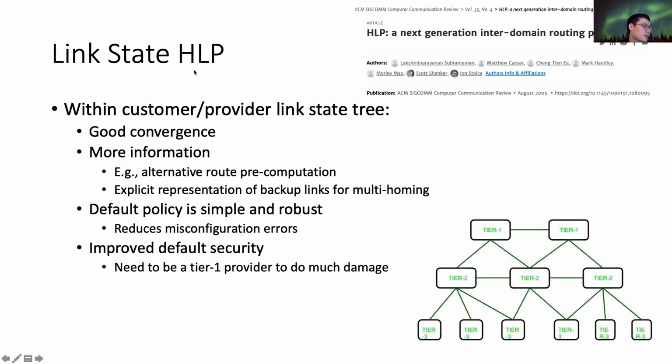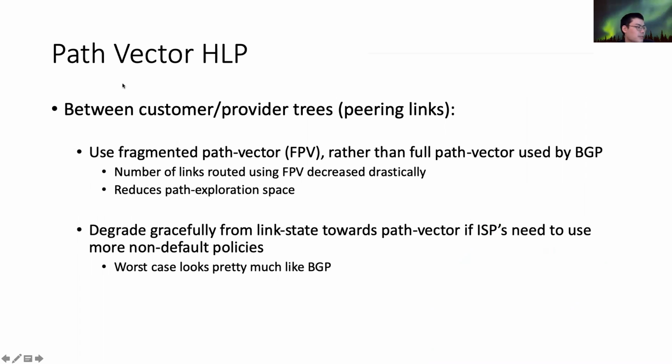So here in HLP, we have the link state part. We also have the path vector, the P is path vector. This is when you are between the customer and provider trees, so you have the peer links, and we use the path vector. But we use a so-called fragmented path vector.